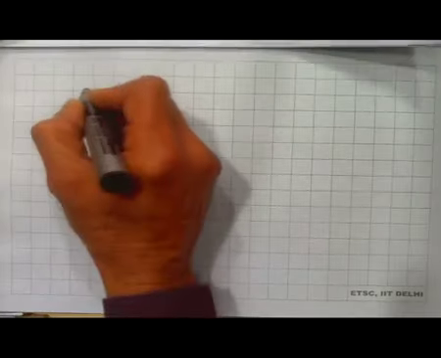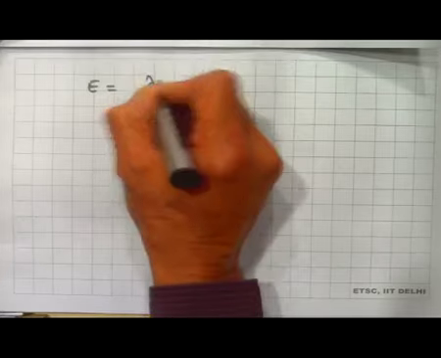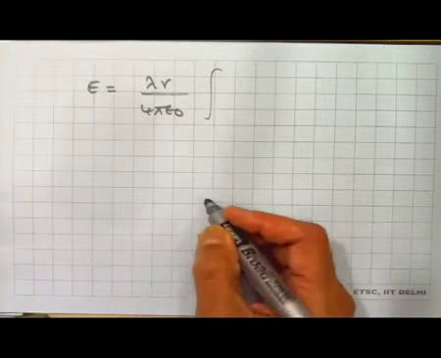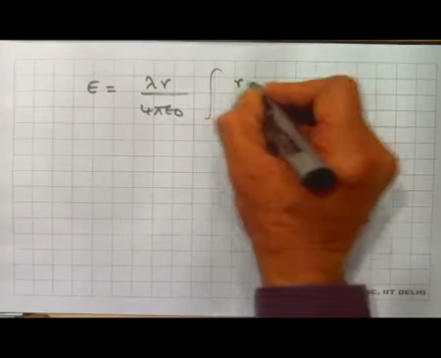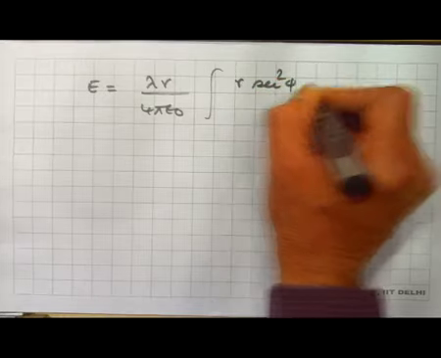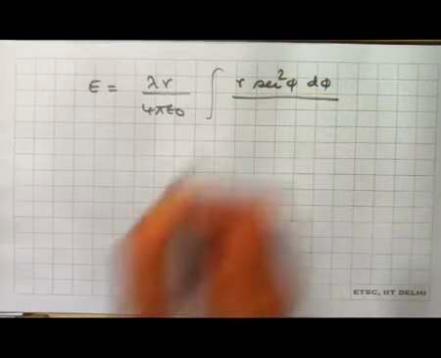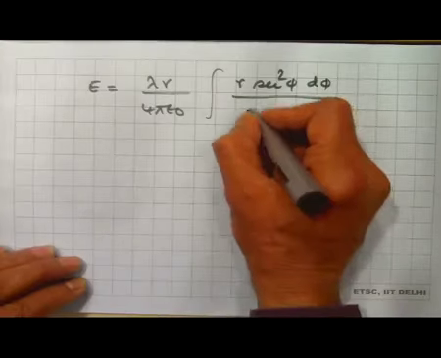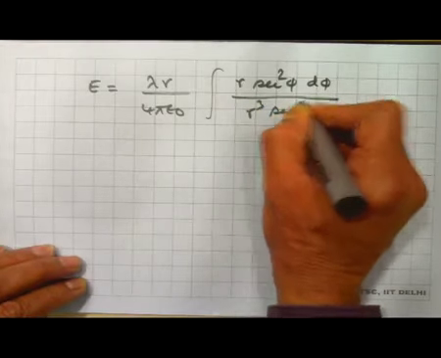So, E becomes lambda r by 4 pi epsilon 0 integral. Now, there was a dz on the top, so I will have to write r secant square phi d phi. There is (r square plus z square) to the power 3 by 2 in the denominator, so I will get r cube secant cube phi.